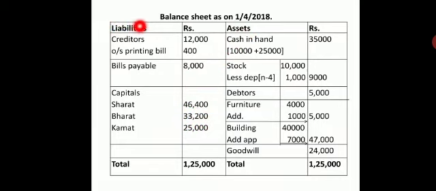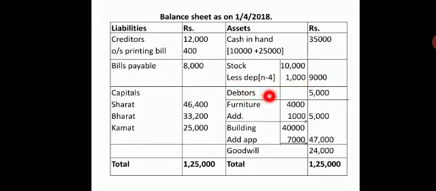Now coming to cash in hand on the asset side. Cash in hand is 35,000: 10,000 is the opening balance of cash and 25,000 is the incoming partner's capital. So the total will be 10,000 plus 25,000, which is 35,000. Next, stock. The book value of stock is 10,000 in the balance sheet. Now depreciation has to be given, that is adjustment number 4, 1,000, so it is 9,000.